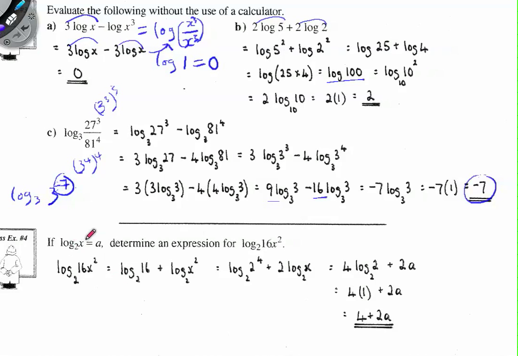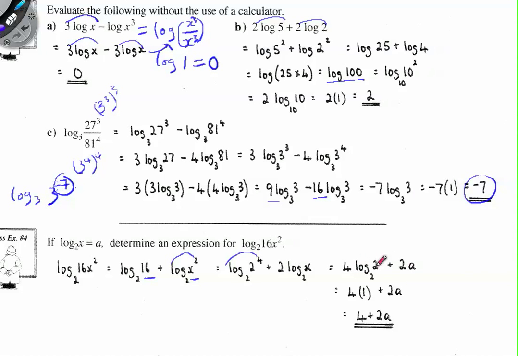Okay, so log x base 2 equals a, determine an expression for log 16 x squared base 2. Now remember, we cannot bring this 2 forward because the whole thing is not squared. 16 is not being squared, only the x. So we can split this up into log of 16 and log of x squared, which we're doing here. The 2 can now be brought forward in front, and this 16 is really 2 to the 4. 2 to the 4 can also be brought forward, and we get the following.